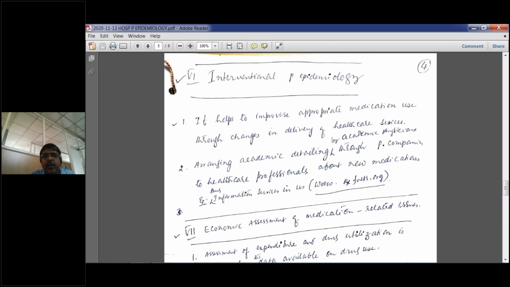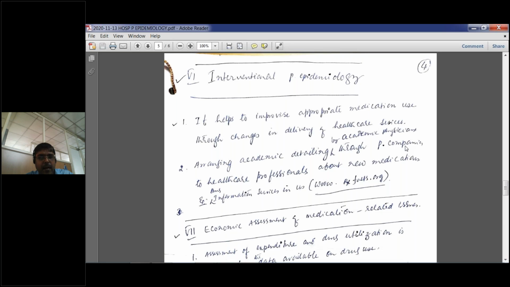The other type of usage is arranging for academic detailing by academic physicians who are recruited by pharmaceutical companies. You might have heard of opportunities such as medical licensing. Nowadays, it is catching up. Earlier, for medical licensing purposes, medical doctors used to be appointed. Now they are preferring PharmD students in order to convey the message professionally to doctors.